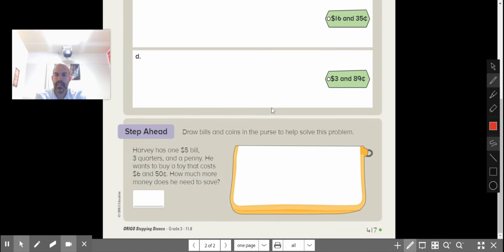On the step ahead, it says drop bills and coins in the purse to help solve this problem. All right, go ahead and tackle those. Again, if you need help, I'll see you during the math academic support time.